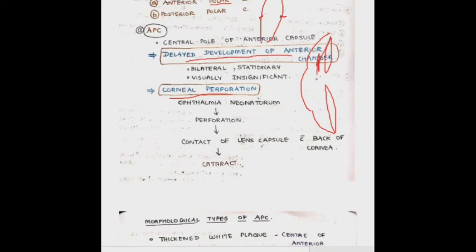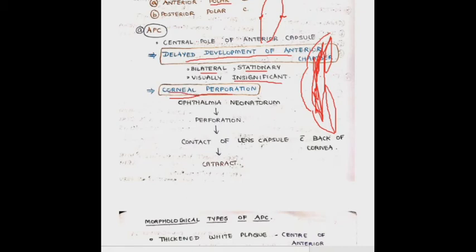This is the anterior chamber region, and this anterior chamber development is delayed. This leads to attachment of the cornea with the iris, so anterior chamber development may be delayed in certain conditions. In those conditions, it is usually bilateral vision loss, and the opacification is stationary and does not progress, and the visual loss is not that significant.